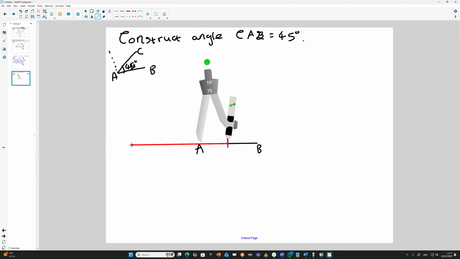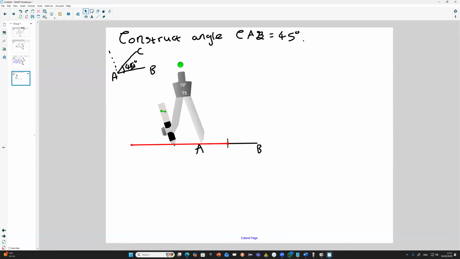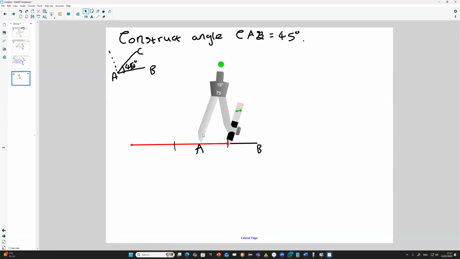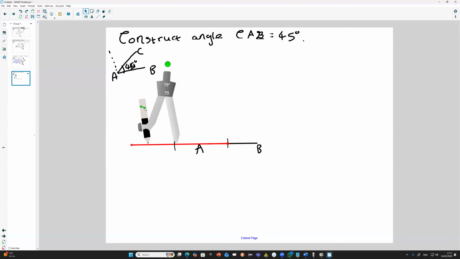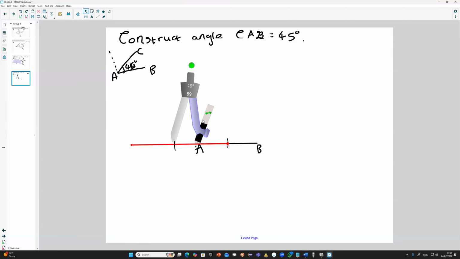Like that. Leaving my compass at the same level, I'm going to draw another arc on the other side of A, like that. And then what I do is I put my compass point on one of the arcs that I've made. I need to ensure that the compass now is open to more than halfway along this little line that I've made between the two marks. Then I draw an arc.